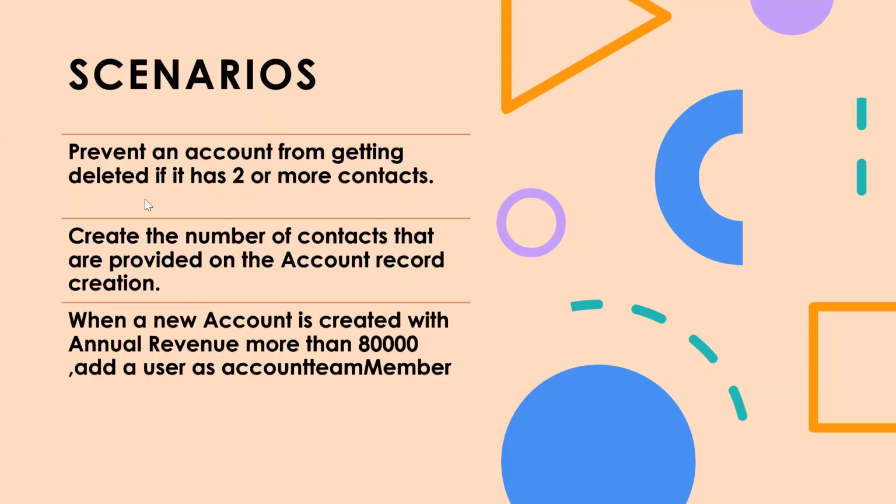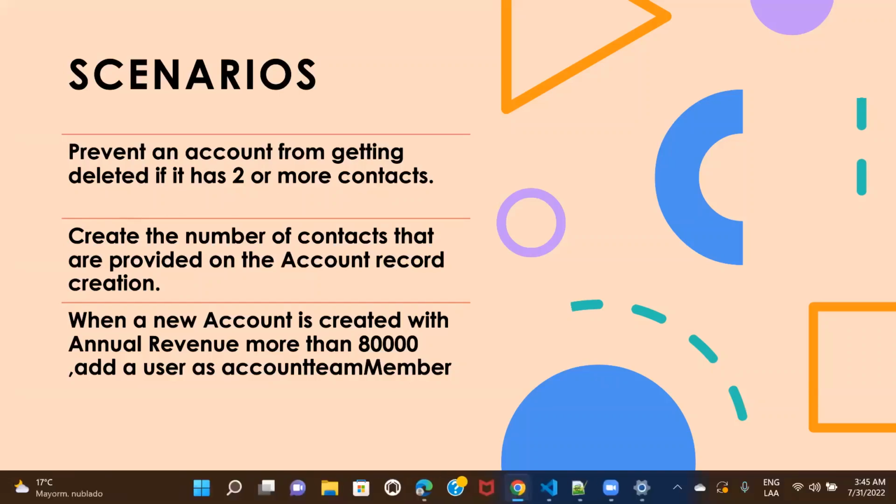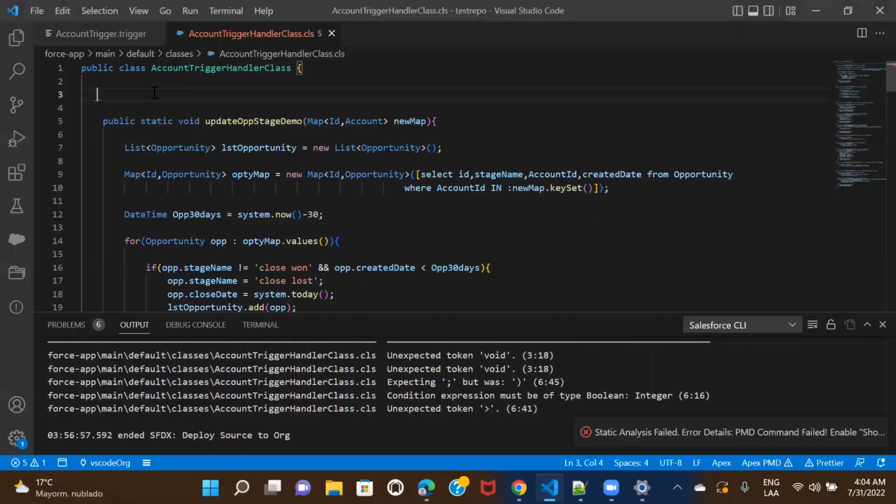Because if you have already deleted the account, then an error message showing the user that you cannot delete the account will not matter anymore. You want to prevent the account from deletion if it has two or more contacts, so it has to be written in the before delete event. Okay, so going back, I'll start off by writing a method.